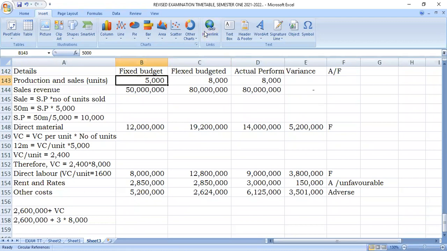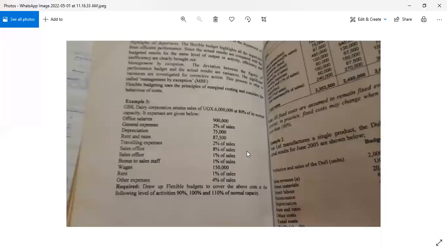Unfortunately, there are 3 minutes left on the link. I wish I could share some of the questions, like this one here. For those who are asking about percentages, it's not clear, but just try to bear with me. They say that GBK Dairies Corporation attains sales of 6 million at 80% of its normal capacity, and its expenses are as below. In this case, they give us shillings, but most of the times they give us units. At 80%, you have 6,000. You ask yourself, how about 90%? What will it be like? Or 100, what will it be like?